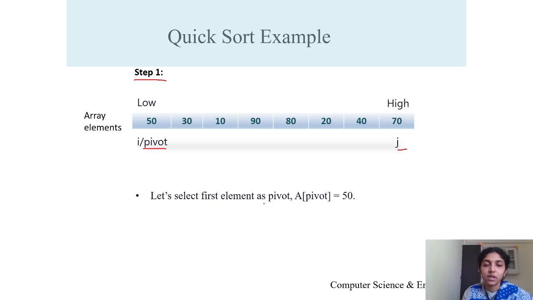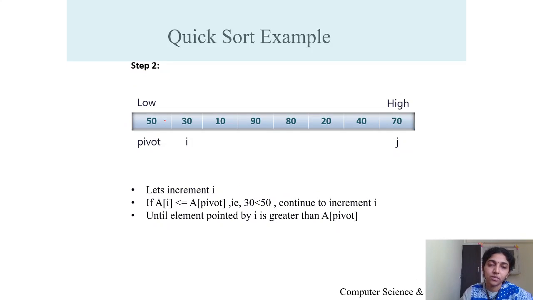Now let's select the first element as pivot. So a of pivot is how much? 50. In the second step, you can see that we are going to increment i. Now i is pointing to 30. Now check whether a of i is less than pivot. Yes, it's true. A of i is less than or equal to a of pivot, that is, 30 is less than 50.